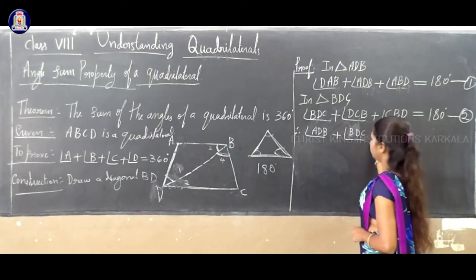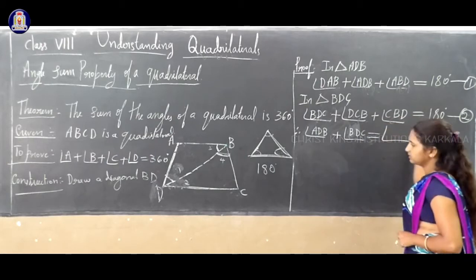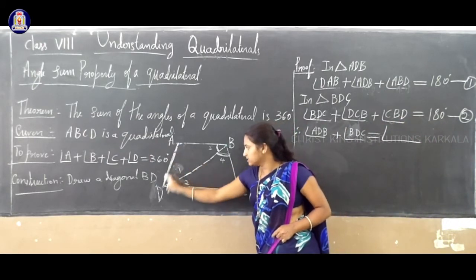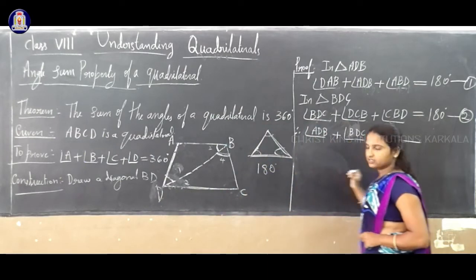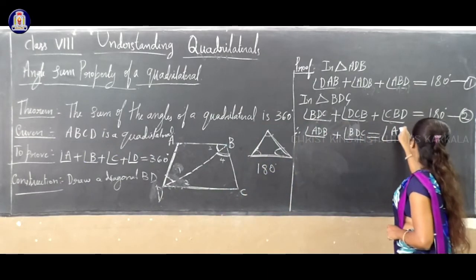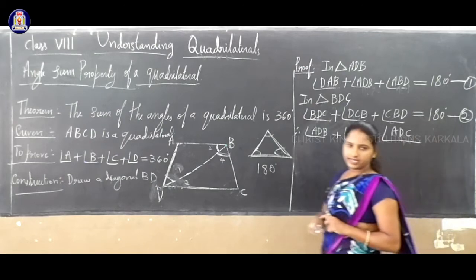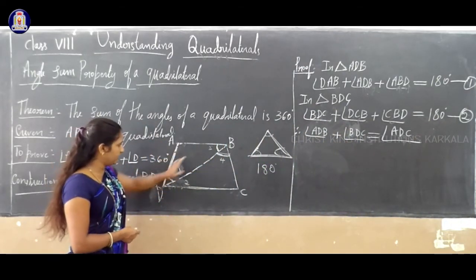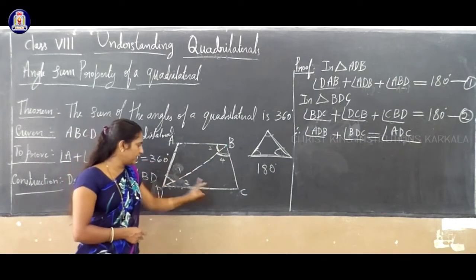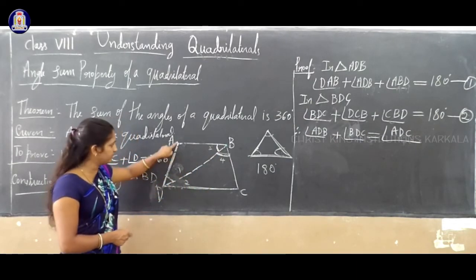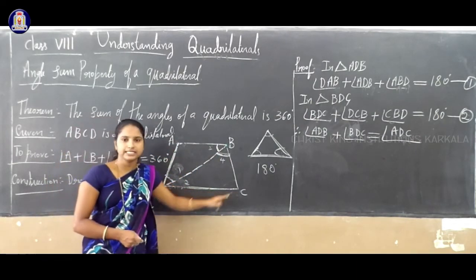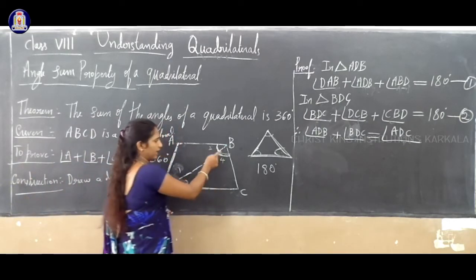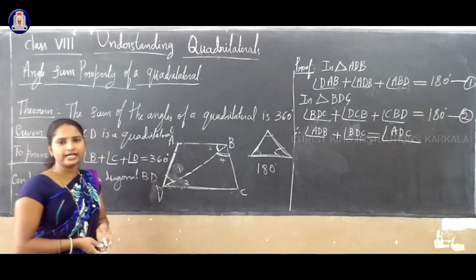BDC. If you add these two angles, you get the full angle, that is angle ABC. Correct? Half of angle D means ADB plus BDC. Together, if you add, we get angle ABC. Clear? Now similarly, see the other angles, angle 3 and angle 4.